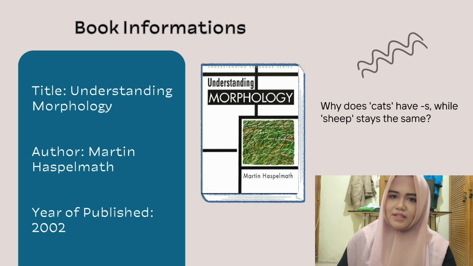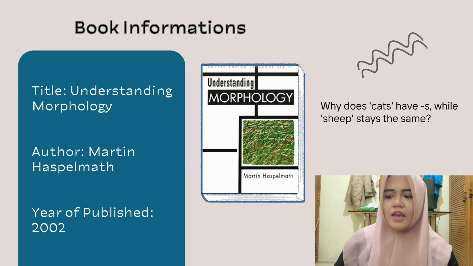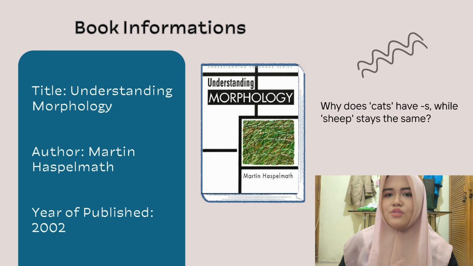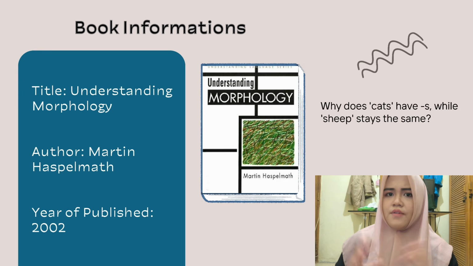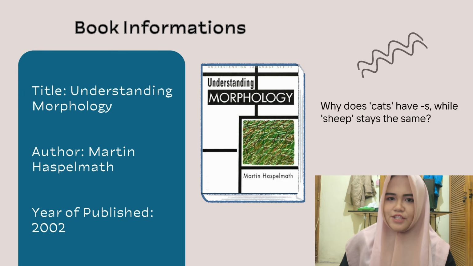But before I start, let me ask you a question. Have you ever wondered why cats has an S but sheep stays the same? Or why we can say unhappy but not unsaid? Questions like this may seem simple, but they actually relate to how language works at a deeper level. If you've ever thought about questions like that, then you're already thinking in the area of morphology.